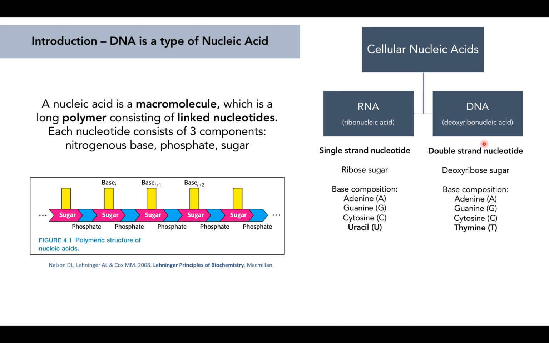And then the other structural difference is that the sugar of RNA is made of ribose, whereas in DNA, the sugar is called deoxyribose. And the third structural difference is on the base composition. So this is the base. And in RNA, the bases are A, G, C, U, or adenine, guanine, cytosine, and uracil. Whereas in DNA, this is the same, except the uracil is replaced by thymine. So in DNA, we don't see uracil, we see thymine instead.